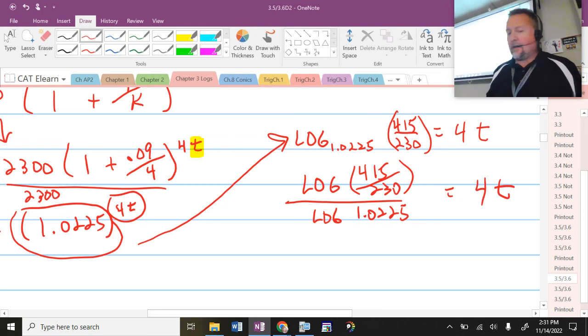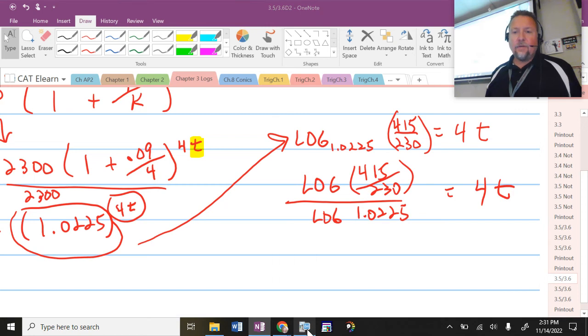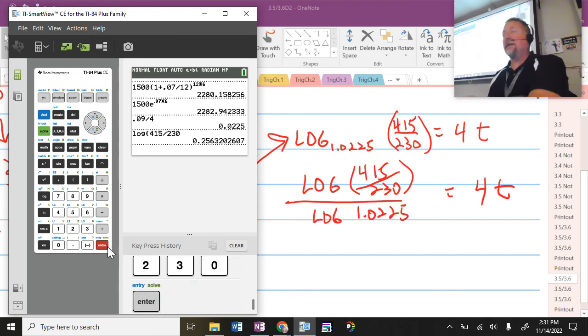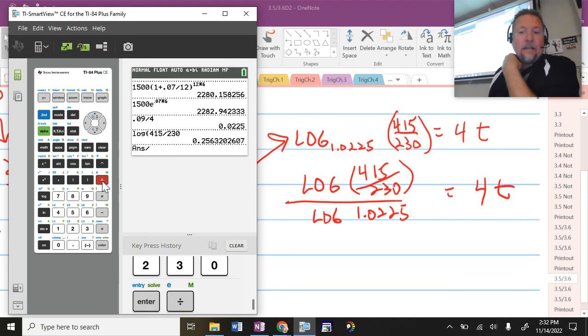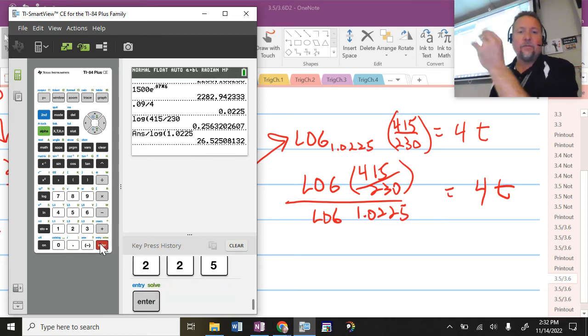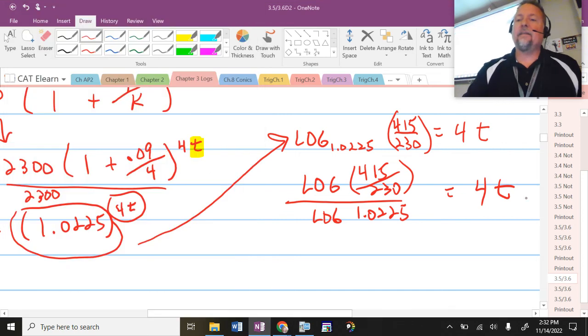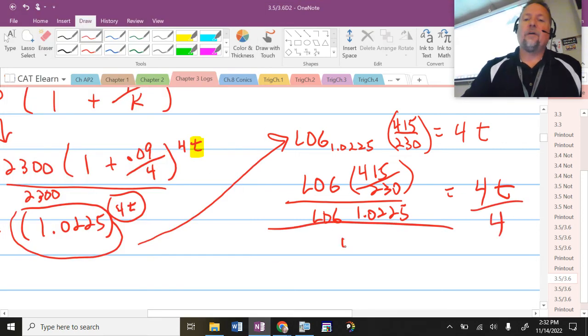Okay, so I'll do that on the calculator. I really want a mouse here. Okay, 415 over 230, so log that. I'm just going to do that first. 415 divided by 230. I don't even close that parenthesis because I'm just going to do the top log and get that decimal. Divided by log 1.0225. So I don't have to go crazy about closing parentheses correctly. Then divide by 4. So I could do this all on my calculator. Then I could take that answer and divide by 4, all of it, after I'm done getting this big decimal.